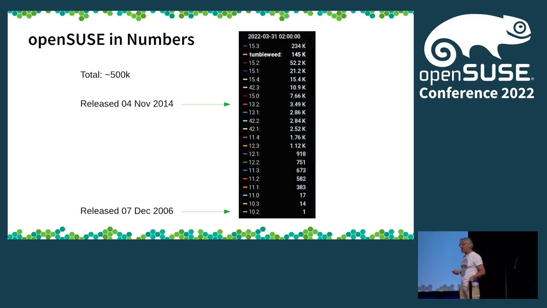Yeah, you're laughing. I mean, I have old hardware from 2007 with 1 gigabyte of RAM and a 32-bit processor. Tumbleweed is the only thing that runs on it.